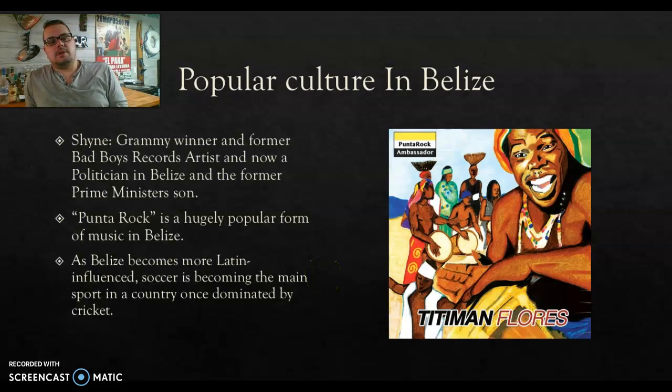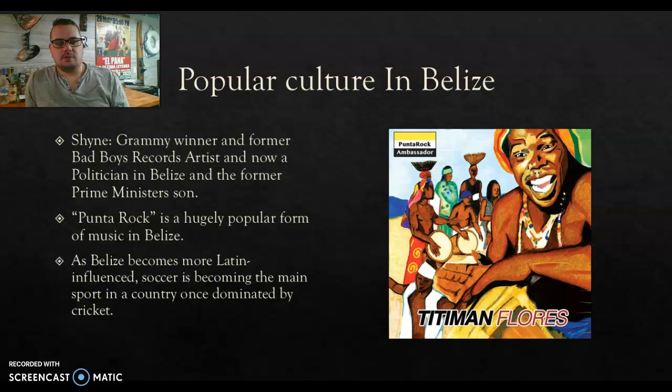Pop culture in Belize: probably the most famous person in Belize would be Shyne. Probably a lot of you weren't even born when he was real big in the 90s, part of Bad Boy Records. He is a politician now back in Belize, and he is the former Prime Minister's son. His father was a Prime Minister up until last year.